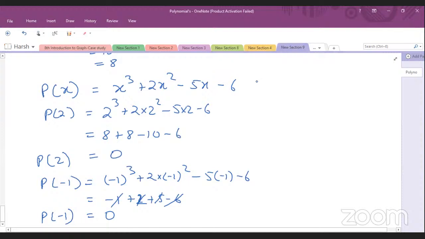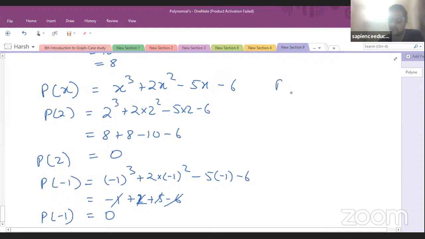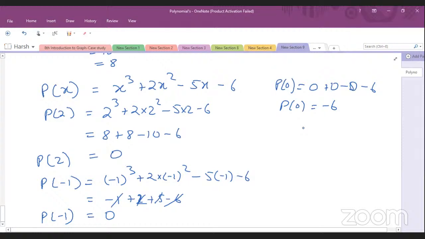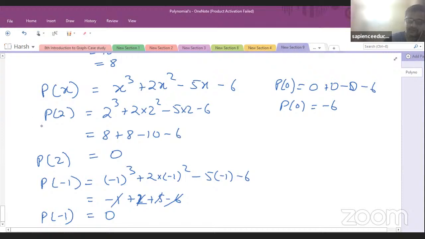Now I will ask you to find the value at P(0). So 0 plus 0 minus 0 minus 6. So P(0) is what? Minus 6. Correct? Yes, sir. Now, what we were doing, we were finding the value of the polynomial.